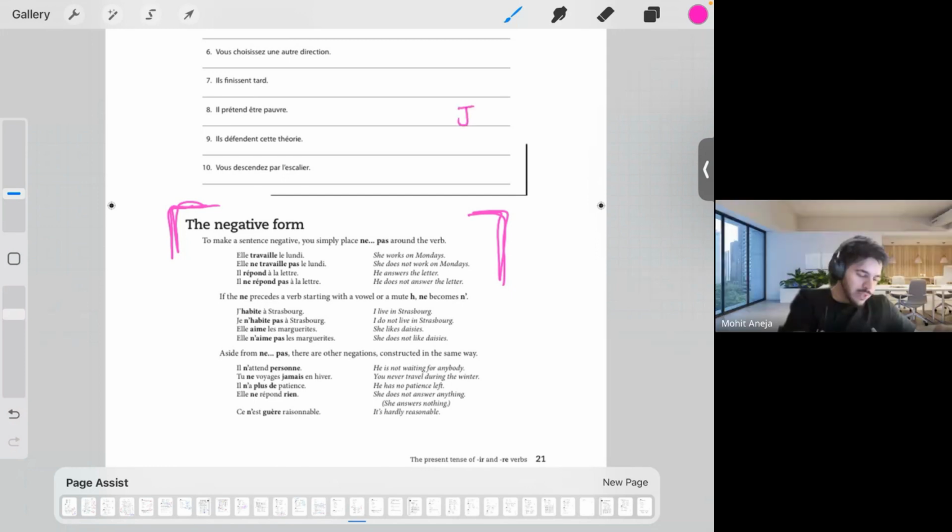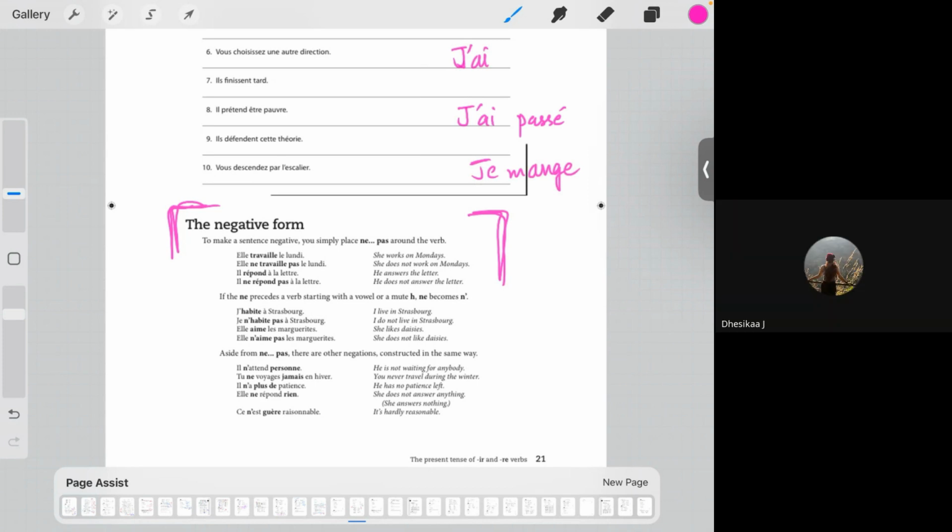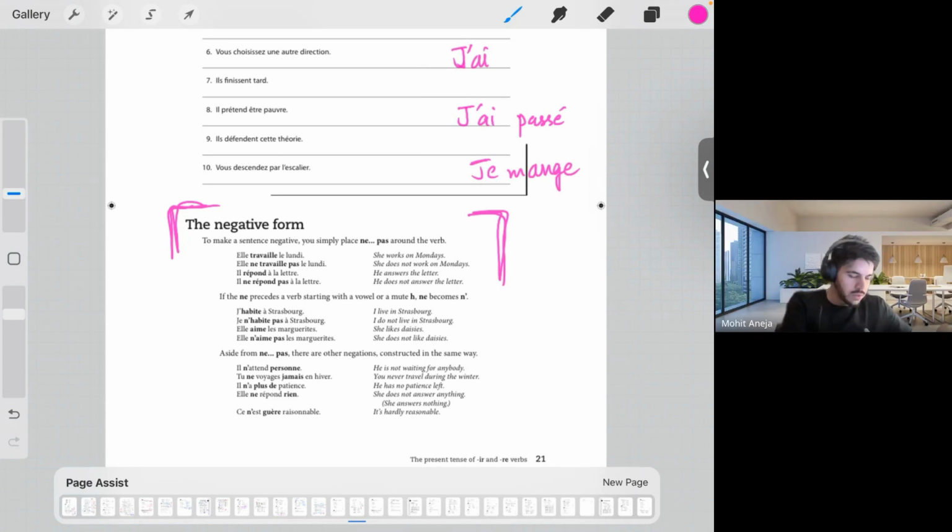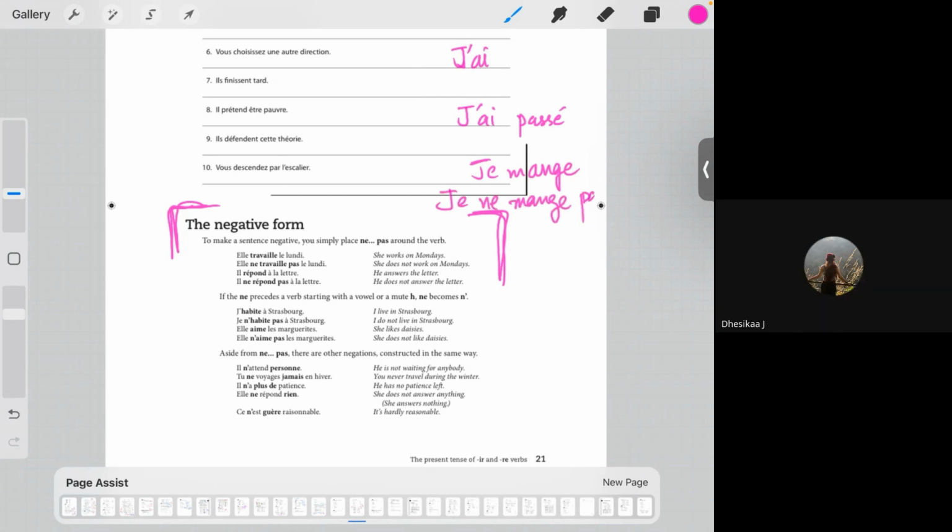So for example, j'ai passé, okay? You can simply... je mange. I think you can make the negative of this. How would you make the negative of this? Je ne mange pas. Yeah, we just say je ne mange pas.